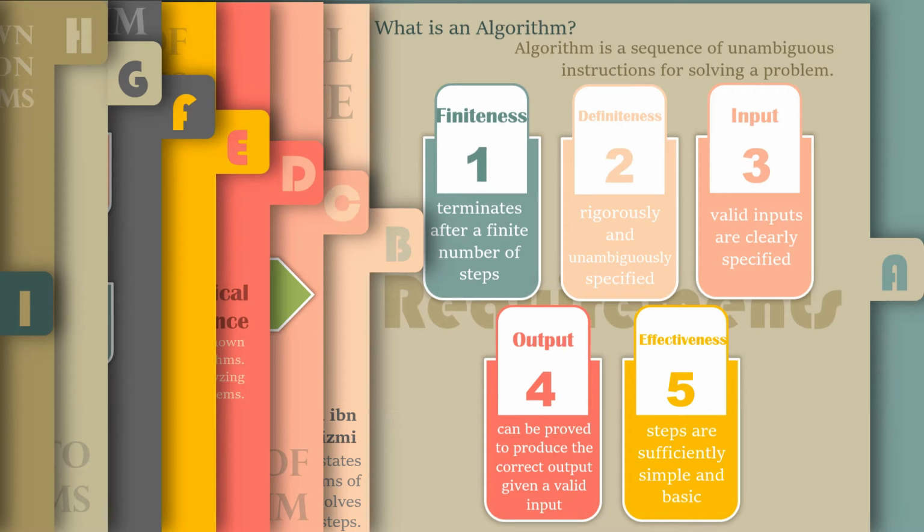And lastly, we have effectiveness. Every instruction must be sufficiently basic that it can, in principle, be carried out by a person using only pencil and paper. It is not enough that each operation be definite, but it must also be feasible.